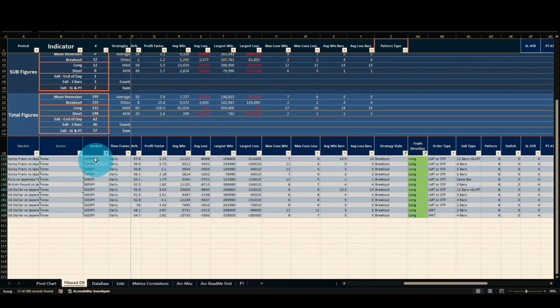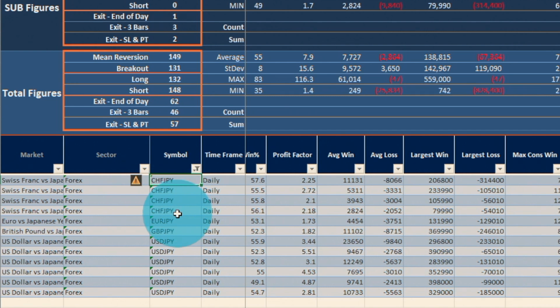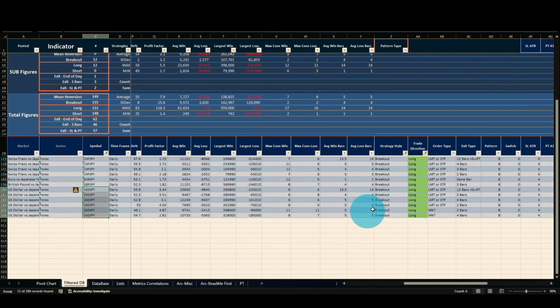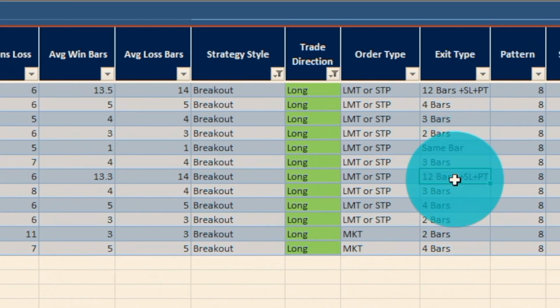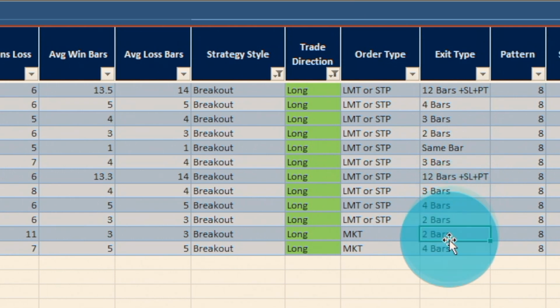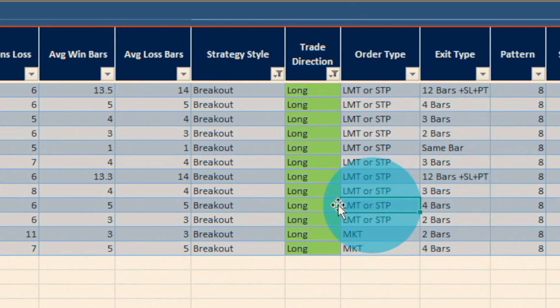We have the Swiss franc Japanese yen with 4 strategies. Euro JPY 1. British pound JPY is 1. US dollar versus the Japanese yen. We can easily use the spinning top to build a breakout strategy on the long side. And as you can see here, we have multiple exits. 3 bars, 12 bars, 4 bars, 2 bars with a stop because there's a breakout. So stop order or market order.